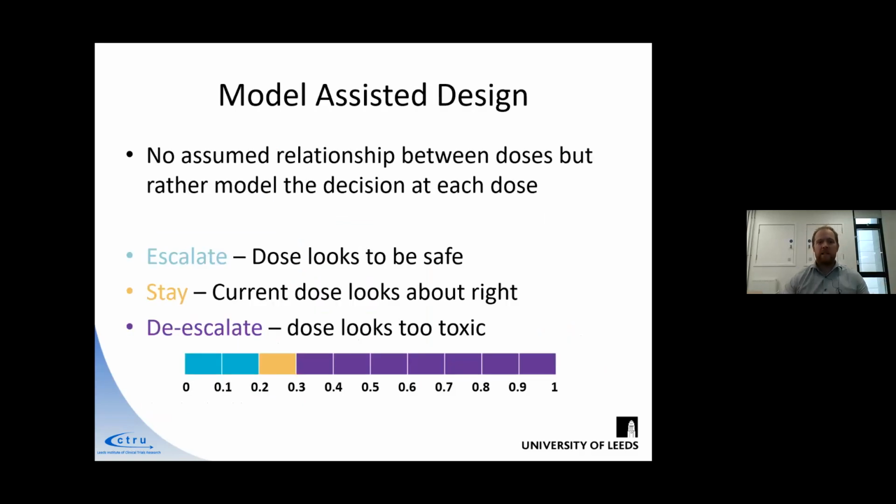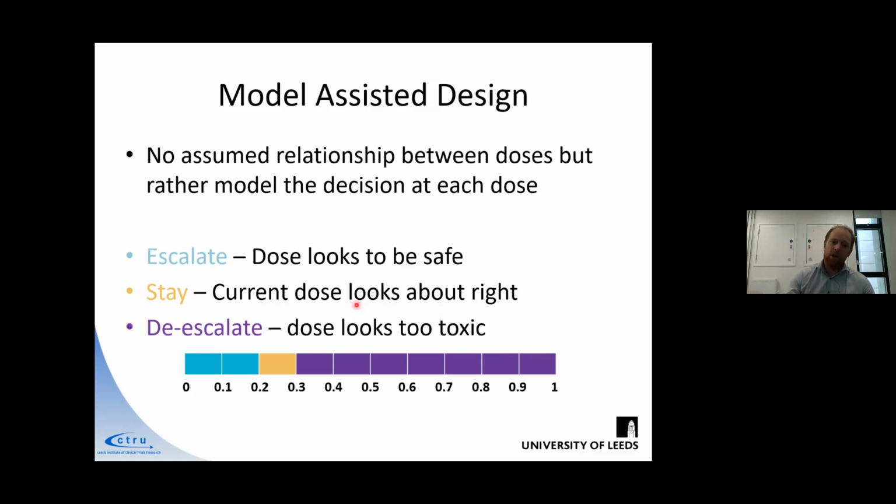The model-assisted designs have been around for about 5-6 years now and came after the CRM. And there's no assumed relationship here. It's a simplification of the model-based designs. Rather than modeling that dose toxicity relationship across doses, we're just modeling the probability of observing a DLT at any given dose, and then looking to model the decision criteria. So if we think, by definition, the probability is between 0 and 1. So 0 would be there's no chance of a DLT, it's impossible, whereas 1, it's certainly going to happen.